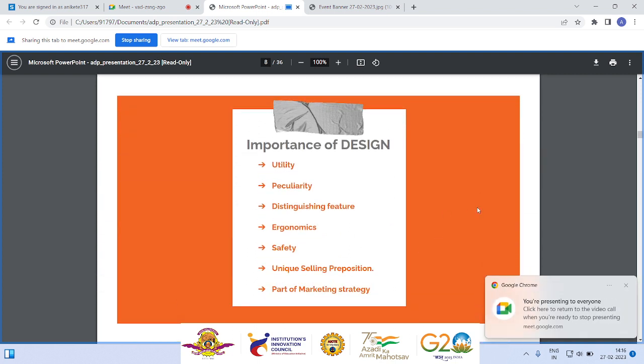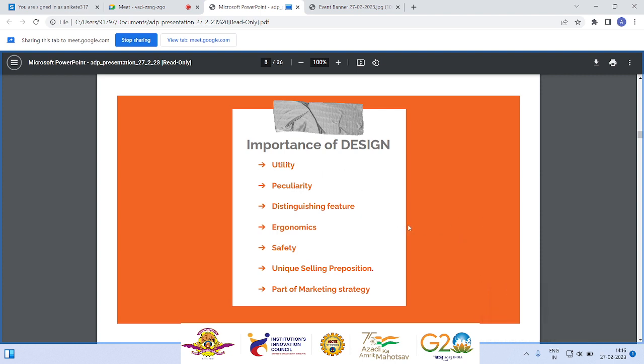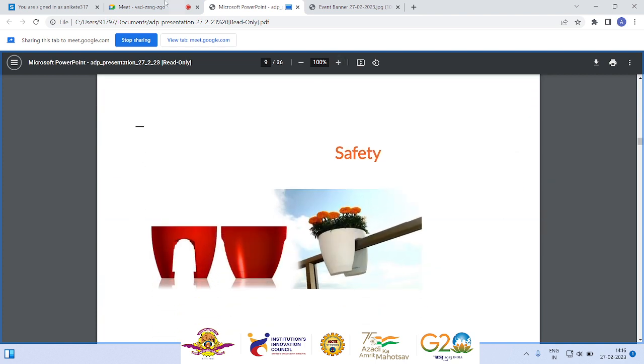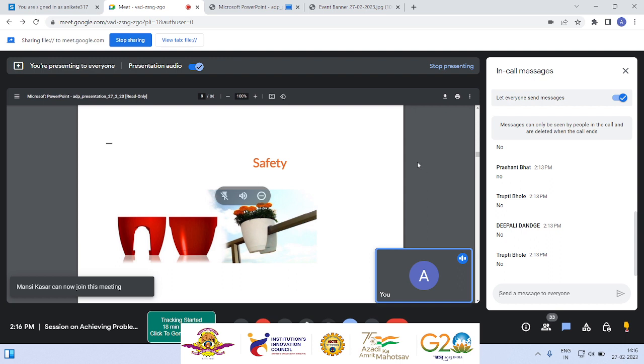So why is design important? Its utility, its peculiarity, its distinguishing feature, its ergonomics, its safety, its unique selling proposition, and the part of marketing strategy. So these are some features that are related to design. So just observe this and tell me what is done over here.